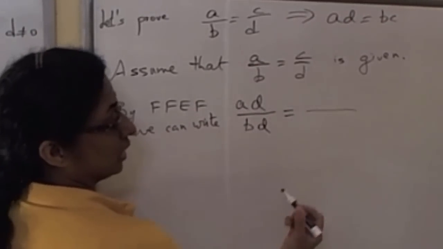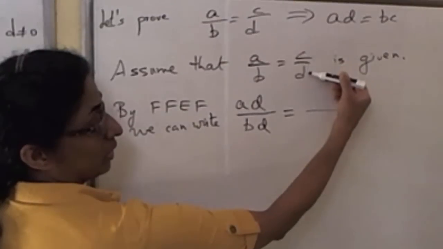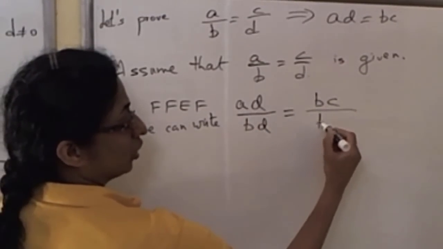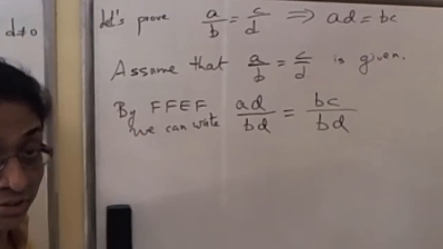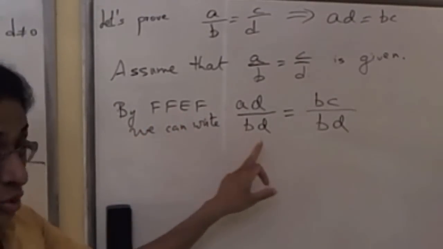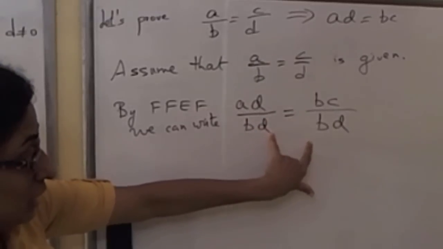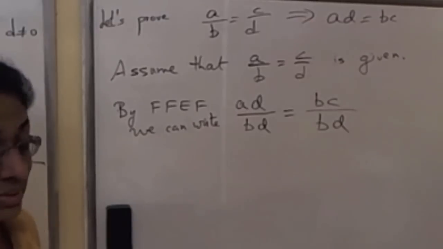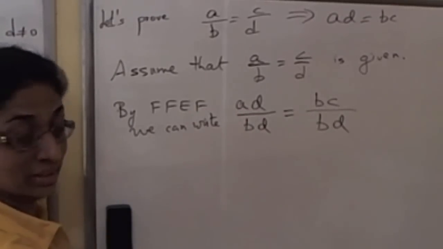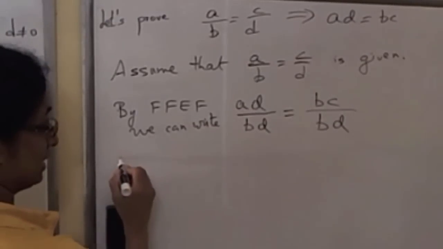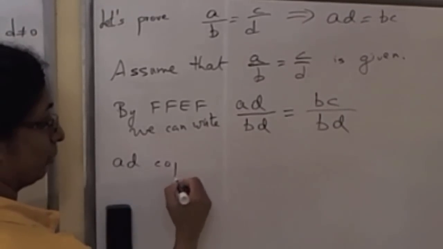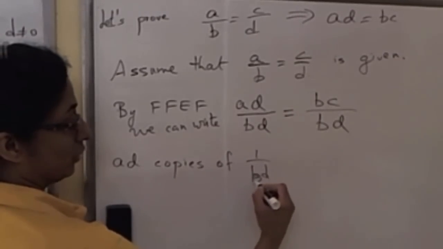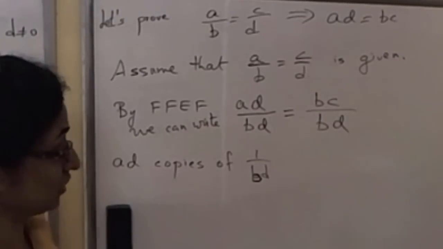And on this side, I will choose to multiply the top and bottom of this fraction by B. So that will give me BC over BD. So we've applied the fundamental fact about equivalent fractions two times to arrive at this equation, starting with this equation. Now let's look at this equation and see what it says. AD over BD, another way of saying it is AD copies of 1 over BD. That's the language we learned when we discussed fractions.